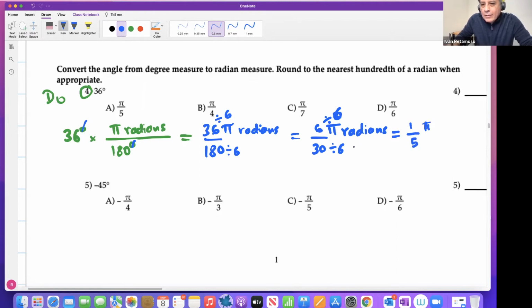I'm going to drop the radians, right? Following the agreement, this ends up being just π/5, which is this. Very good, very good. Try to do this, guys, now, so we can move on.